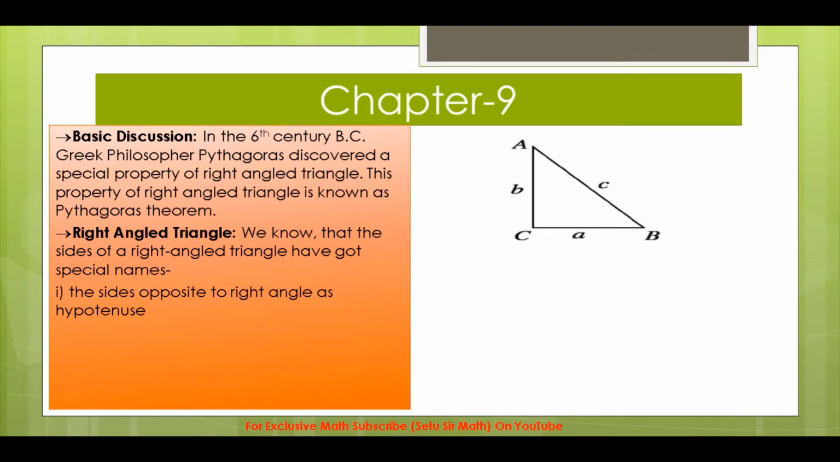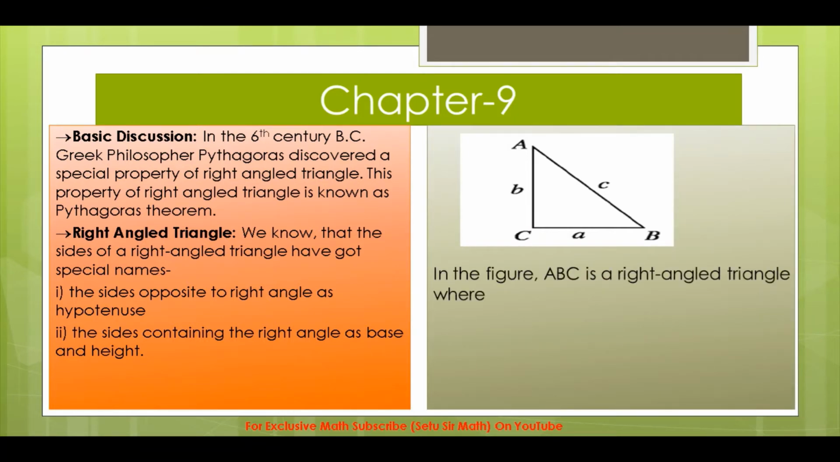The side opposite to the right angle is the hypotenuse. That means this is a right angle triangle, and AB is opposite to the right angle, so AB is the hypotenuse. The sides containing the right angle are the base and height. It means the other two sides: BC is the base and AC is the height.